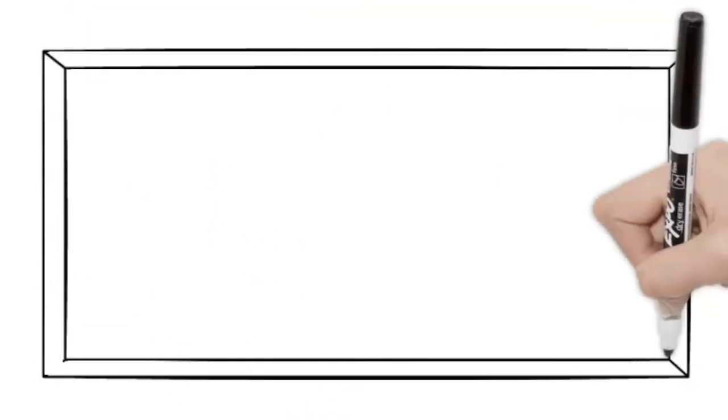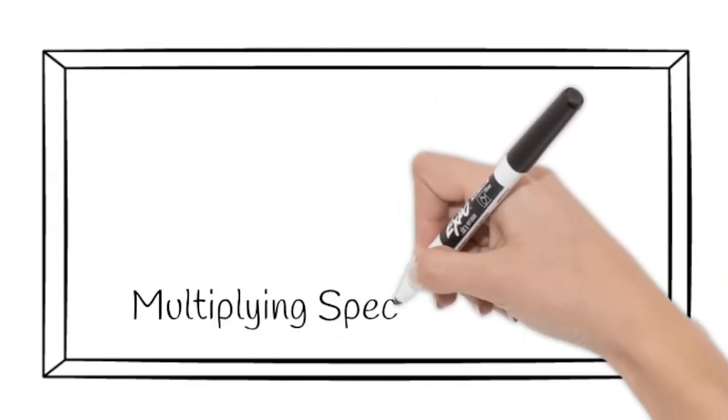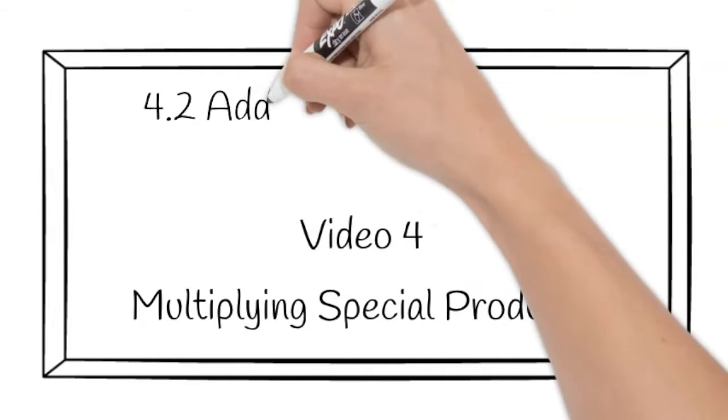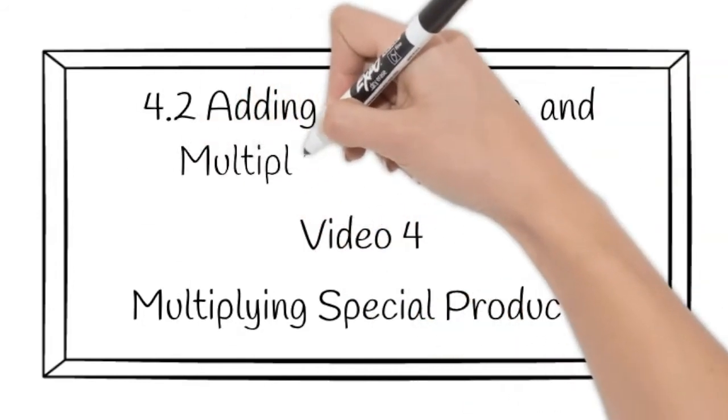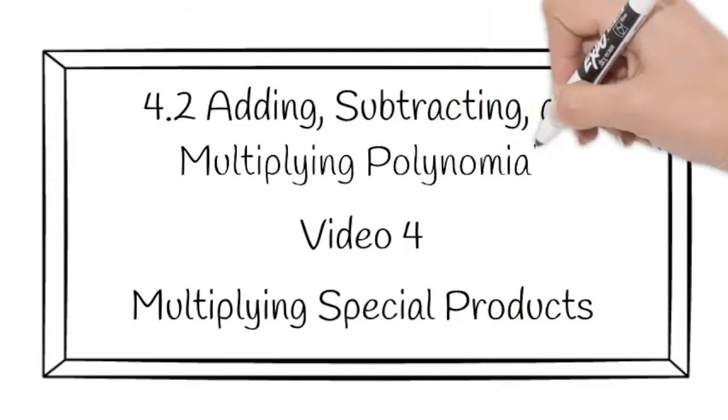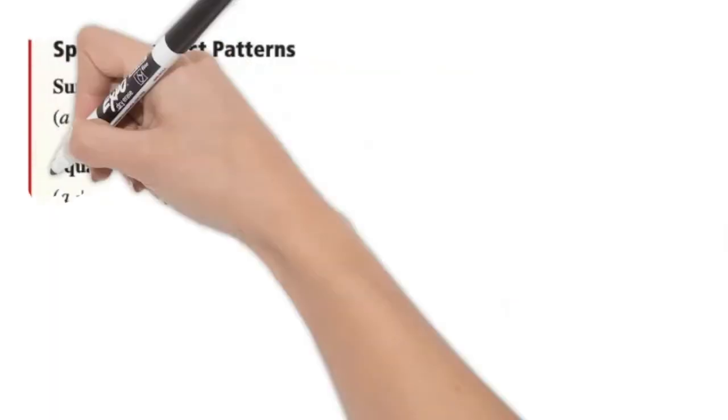All right, so now we're going to continue and do multiplying special products. So this will be video number 4 for 4.2, adding, subtracting, and multiplying polynomials. Okay, so for special products, we have 3 different kinds.